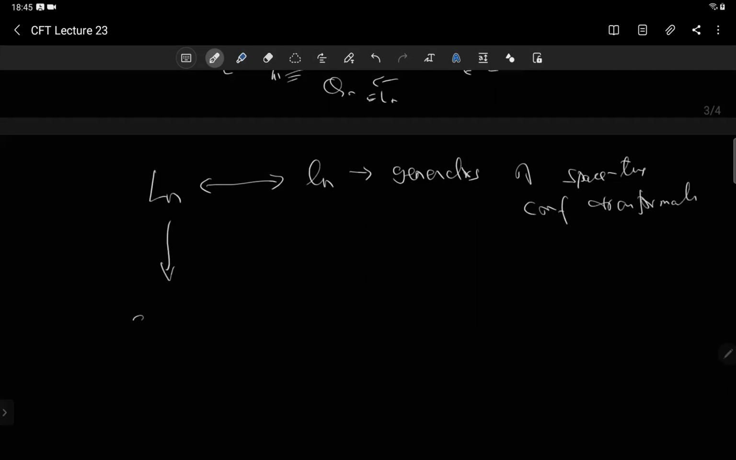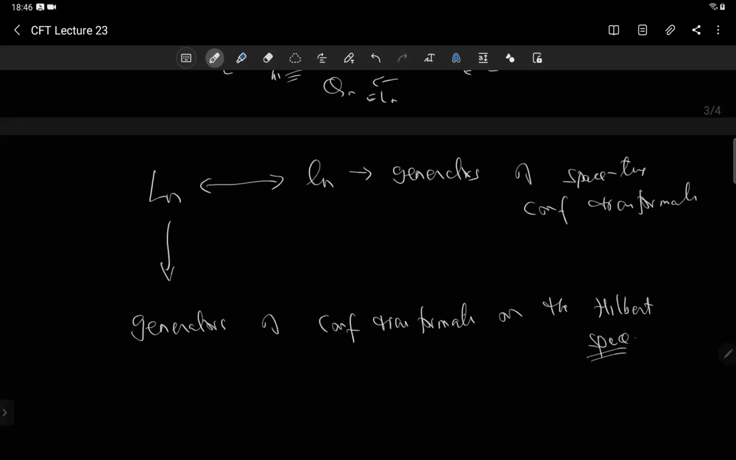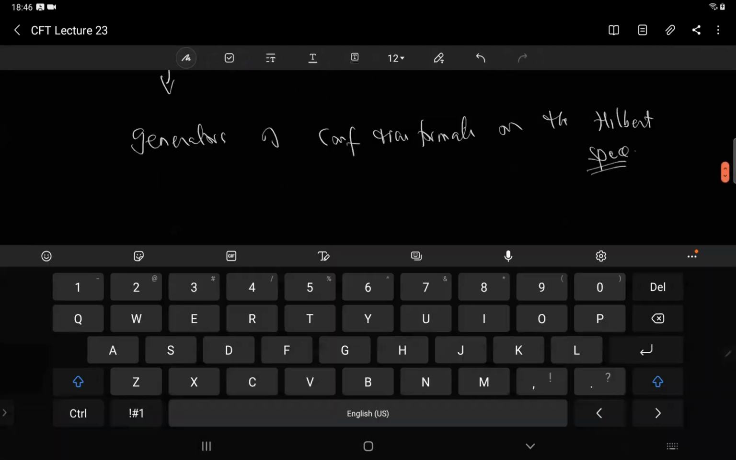And these are the generators of conformal transformations on the Hilbert space. On the Hilbert space in radial quantization.